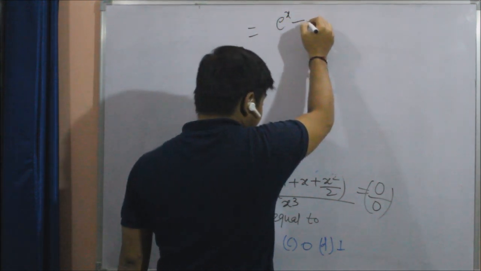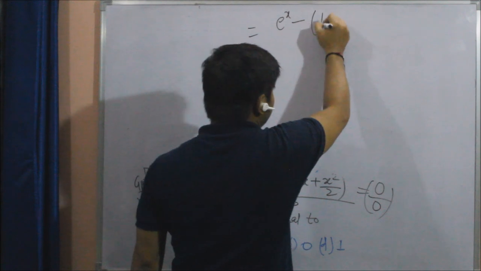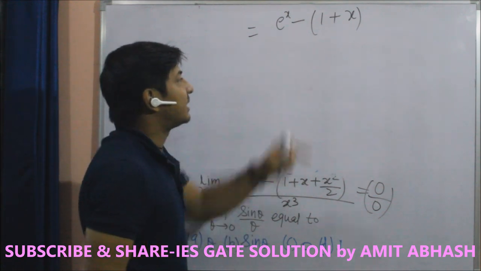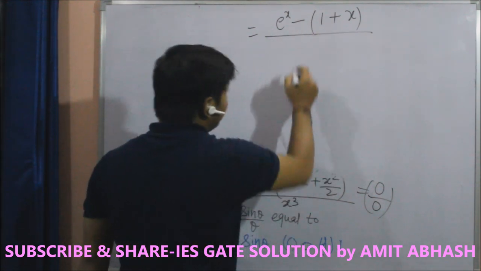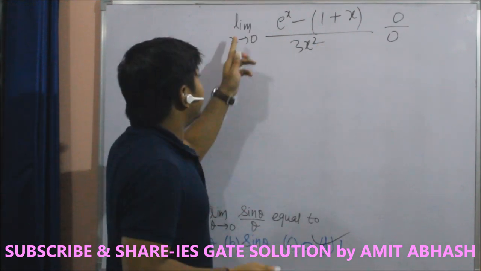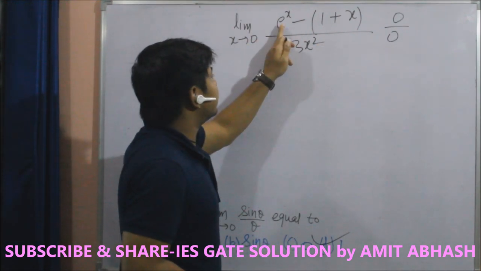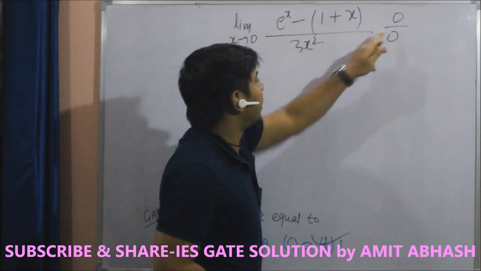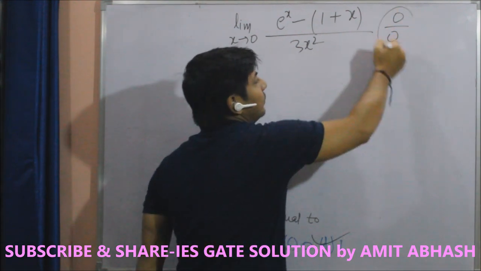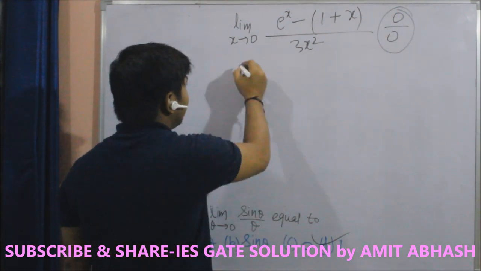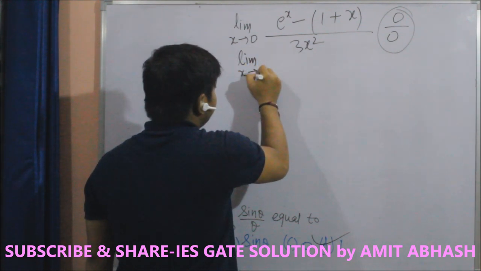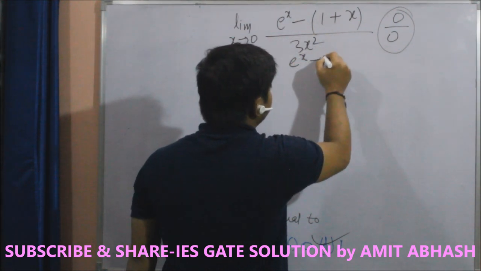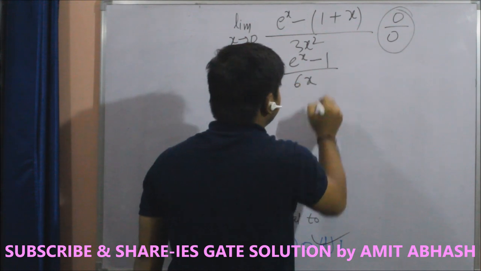This is e to the power x minus, this one is 0, this is 1 plus the derivative of x square by 2, which is 2x by 2, the 2s get cancelled, only x will be there, upon 3x square. Now again, if you put the value of the limit here, this is e to the power 0, which is 1, and the denominator is again 0. This is forming the 0 by 0 form, which means again we can apply the L'Hopital rule. This is limit x tends to 0, e to the power x minus 1 upon 6x.